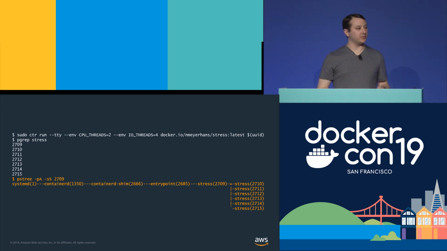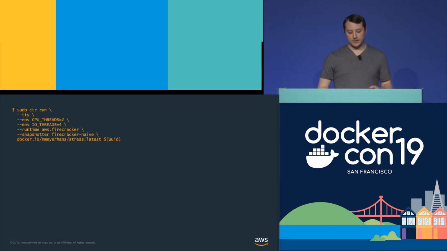So this is what it looks like to just run a normal Linux container and look at the processes from the host's process namespace. Now we'll see the same stress container, but inside a Firecracker VM with firecracker-containerd. And you can see that there's a couple differences in this command line. It's mostly the same, but we've got 2 things there that are specific to Firecracker.